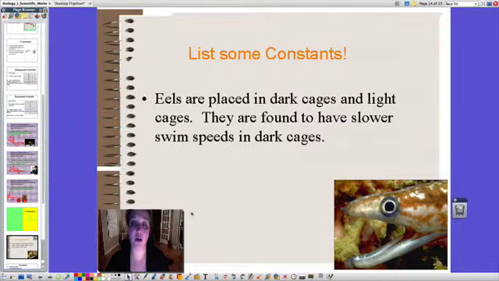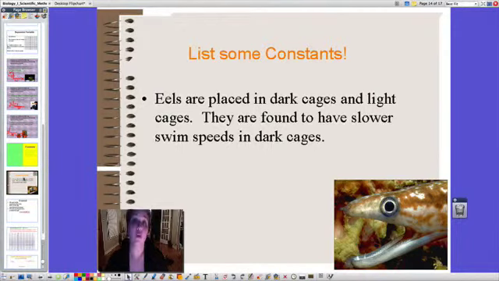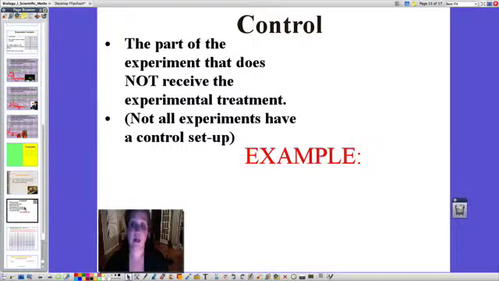Eels are placed in a dark cage and light cage. They are found to have slower swim speeds in the dark. Constants would be, would the eels be in the same cage? Yeah. Would they have the same type of water? Yes. Would they receive the same amount of food? Yes. Those are things that are constant in the experiment. That's not too bad, is it?